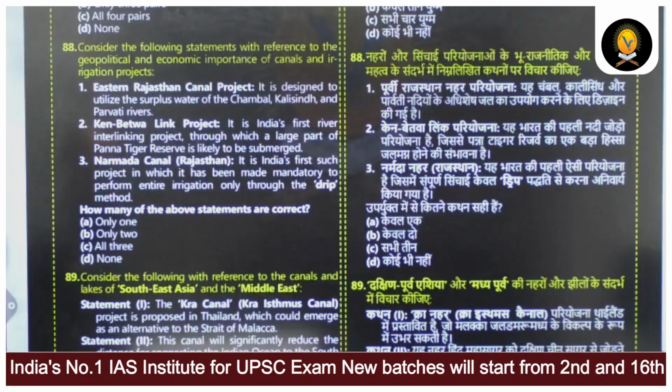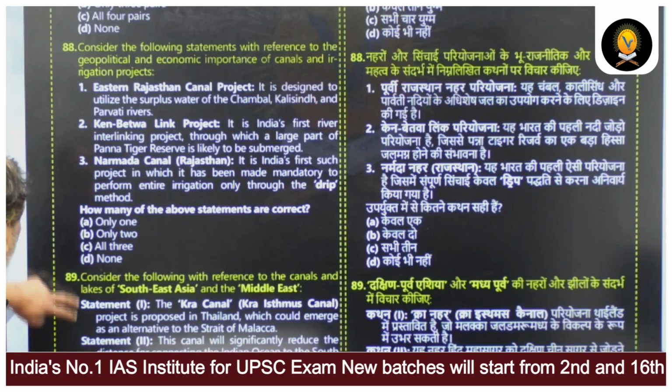Consider the following statement with reference to the geopolitical and economic importance of canals and irrigation projects. Eastern Rajasthan Canal Project, it is designed to utilize the surplus water of the Chambal, Kali Sindh and Parvati rivers. Ken-Betwa, it is India's first river linking project through which a large part of Panna Tiger Reserve is likely to be submerged. Narmada Canal, it is India's first such project in which it has been made mandatory to perform entire irrigation only through the drip method. This is not correct. 88. Okay. Now, yes, 88, all 3 are correct.